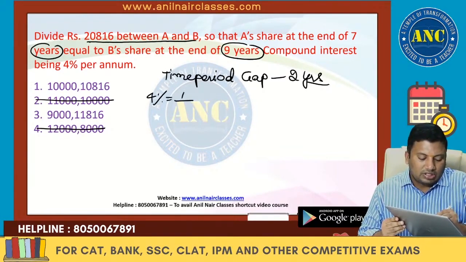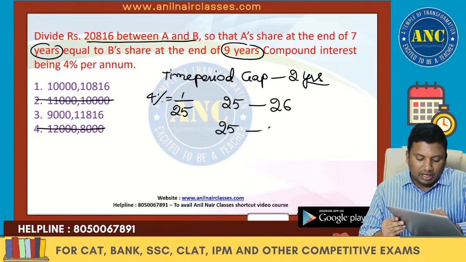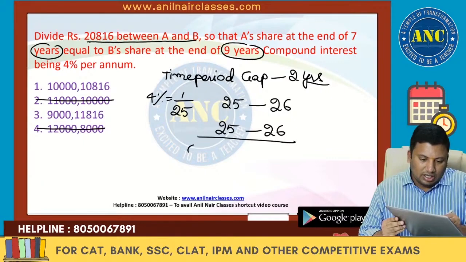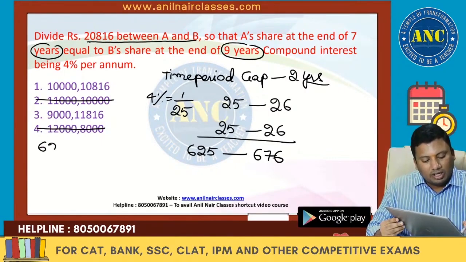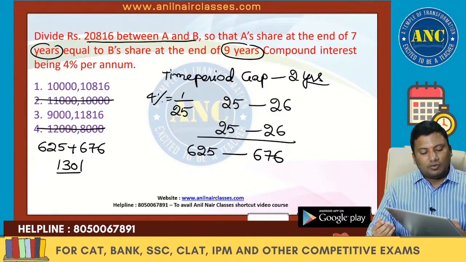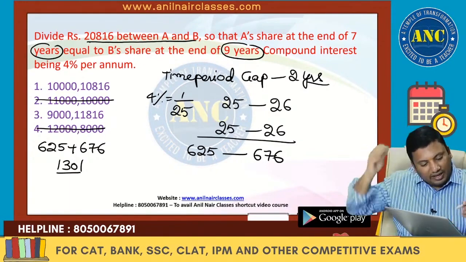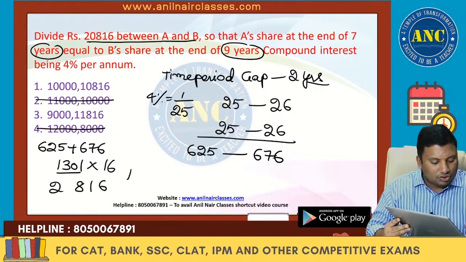4%, which is 1 by 25. 25 increases by 1, which is 26. 625 became 676. What is the sum? 625 plus 676 is 1301. So 1301, if I take 16 times, 16 ones are 16, 16 threes are 48, so 20816.